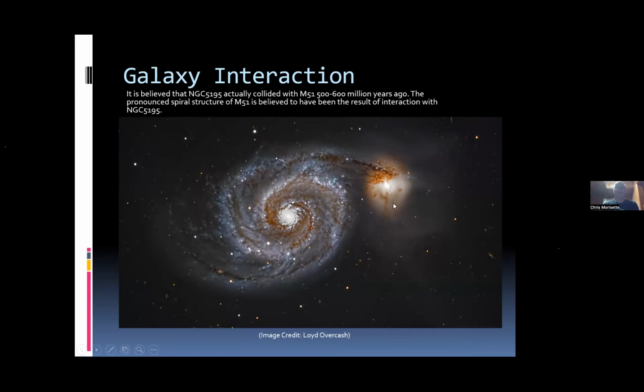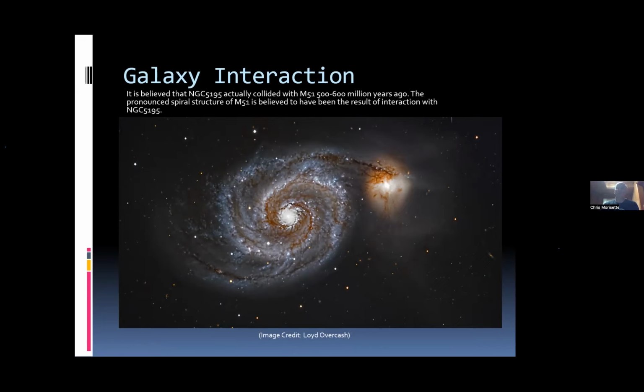A more dramatic example of a galaxy interaction is this picture here of M51 and NGC 5195. It's thought that these two galaxies actually collided about 500 or 600 million years ago. And currently, this galaxy over here, due to the gravitational effect on M51, is helping to give the spiral arms in M51 this very pronounced and circular look. So again, another example of two galaxies coming together and fundamentally changing each other's contours and size.